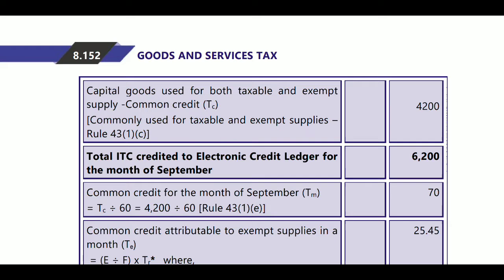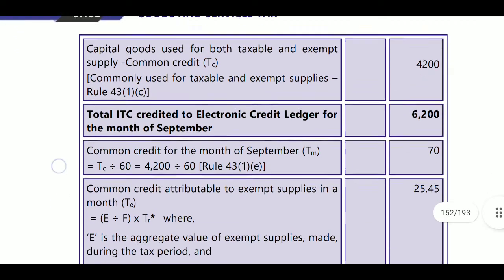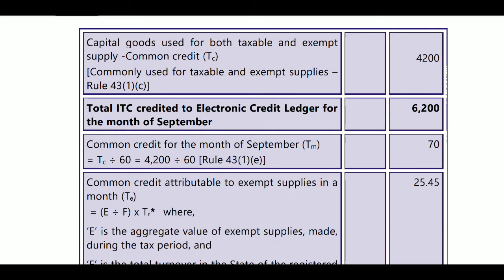So from common credit you must deduct the amount to the extent of export turnover and to the extent of exempted turnover. So common credit for the month of September will be 4,200. 4,200 divided by 60 months. For each month we will calculate. For the first month, we will calculate it by using 60 months.